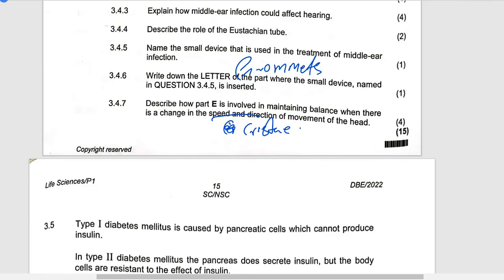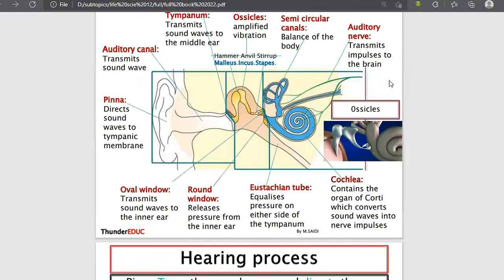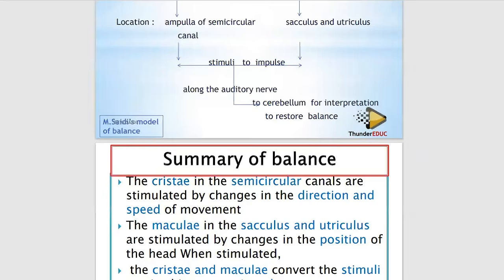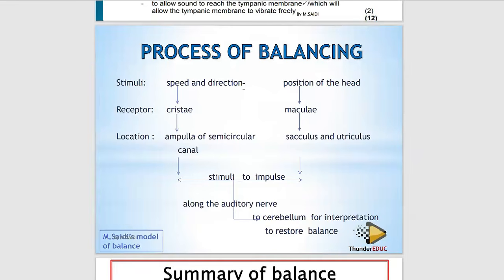Lastly, let me show you from our booklet, and then you see exactly what I'm trying to say. You see, here is the model of balance, saying that a change in the speed and direction stimulates the cristae found in the ampulla of the semicircular canal. The stimuli is converted into enough impulse, which is sent along the auditory nerve to the cerebellum for interpretation to restore balance, meaning it sends back to the muscles and then balance is obtained. So basically, that's what you're supposed to explain. So the paper really was also very easy, paper 1.